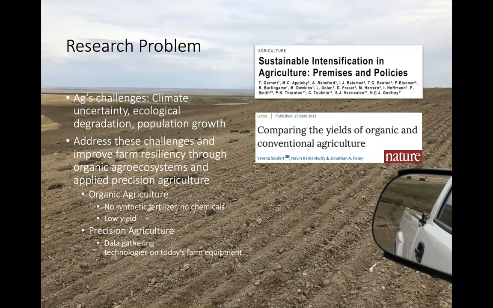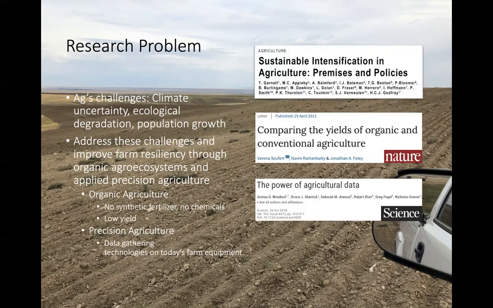And so another thing that has come up though is this idea of organic agriculture as a solution, as it's generally regarded as a more sustainable practice and less damaging to ecological systems. But of course, one of the issues with organic agriculture, one of its major critiques, is that it tends to have generally lower yields.